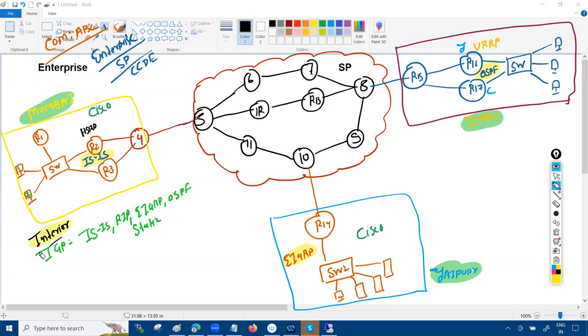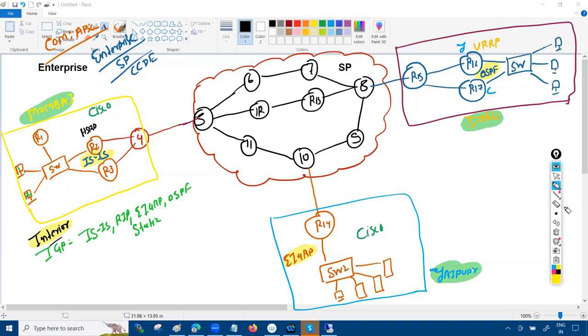Interior means what? Within the same company. Same as when you have a family, right? If you communicate within the family, you can use the IGP protocol. That's the meaning of interior. Same thing over here: router 5, router 6, router 6 to router 7.